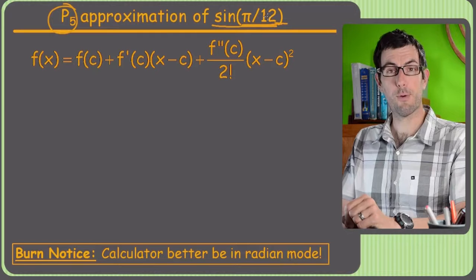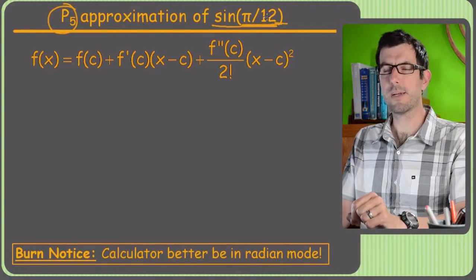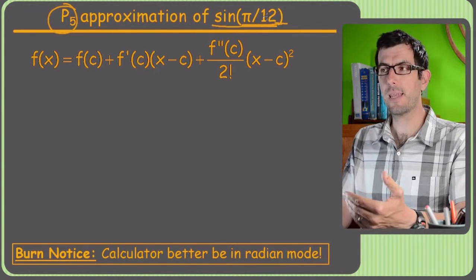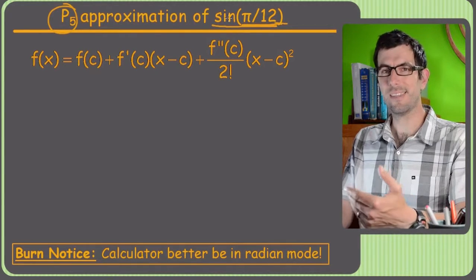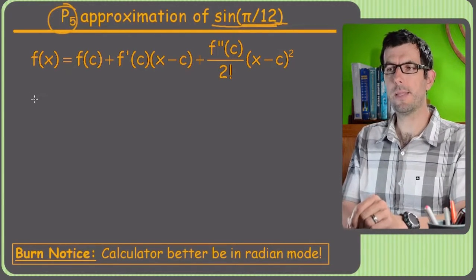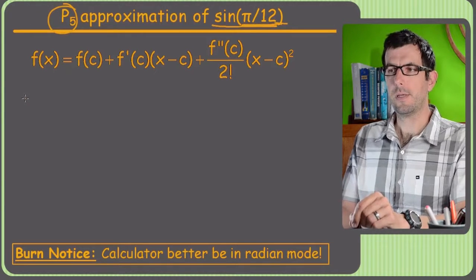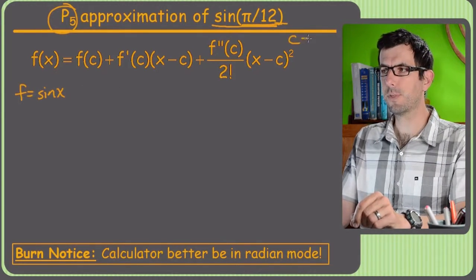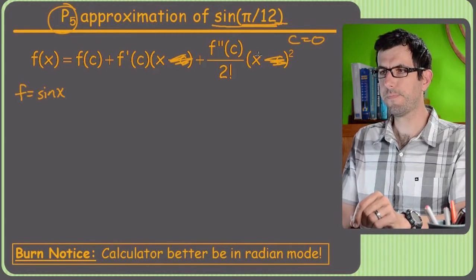If you pick 0, you are correct, because what's great about the Maclaurin series for sine is that the sine of 0 is 0, so a lot of terms drop out, and that's why we want to use that one. So f equals sine x. I'm going to center this around c equals 0, which means this goes bye-bye, this goes bye-bye.